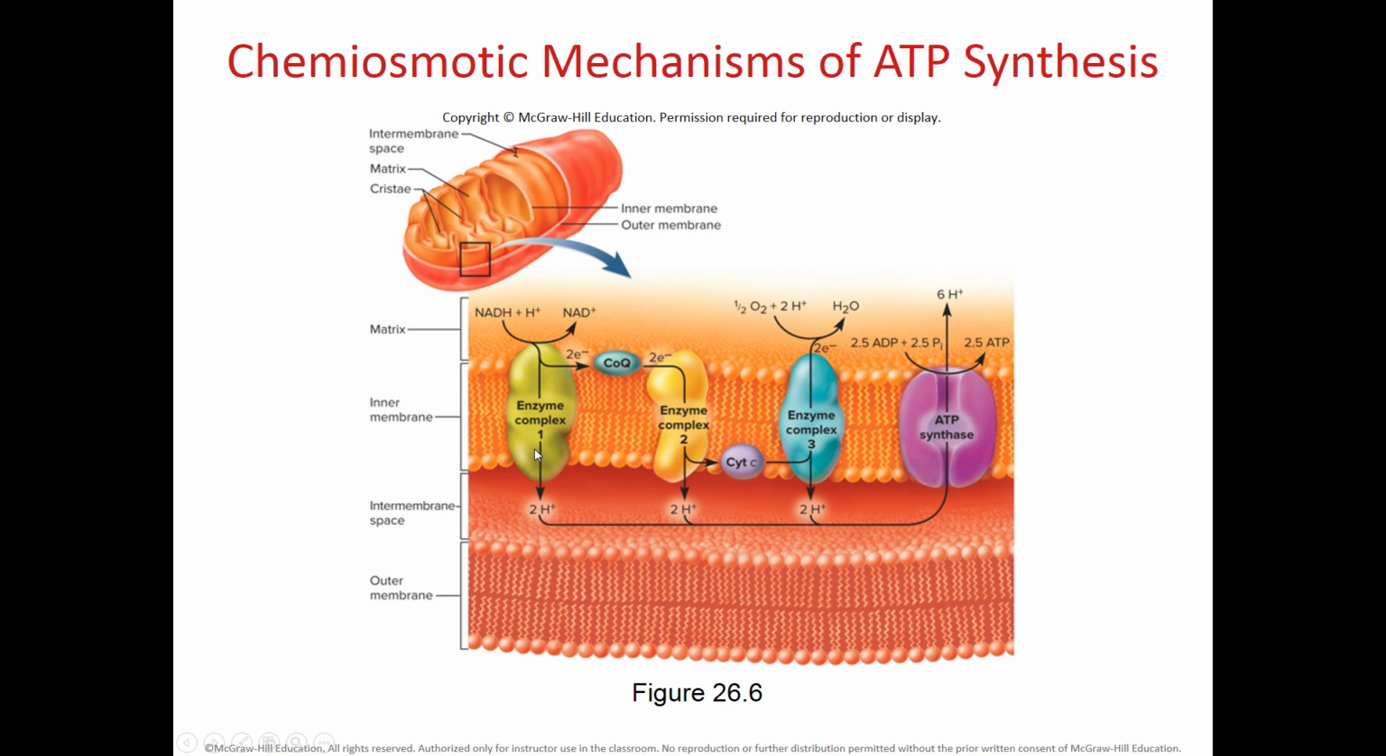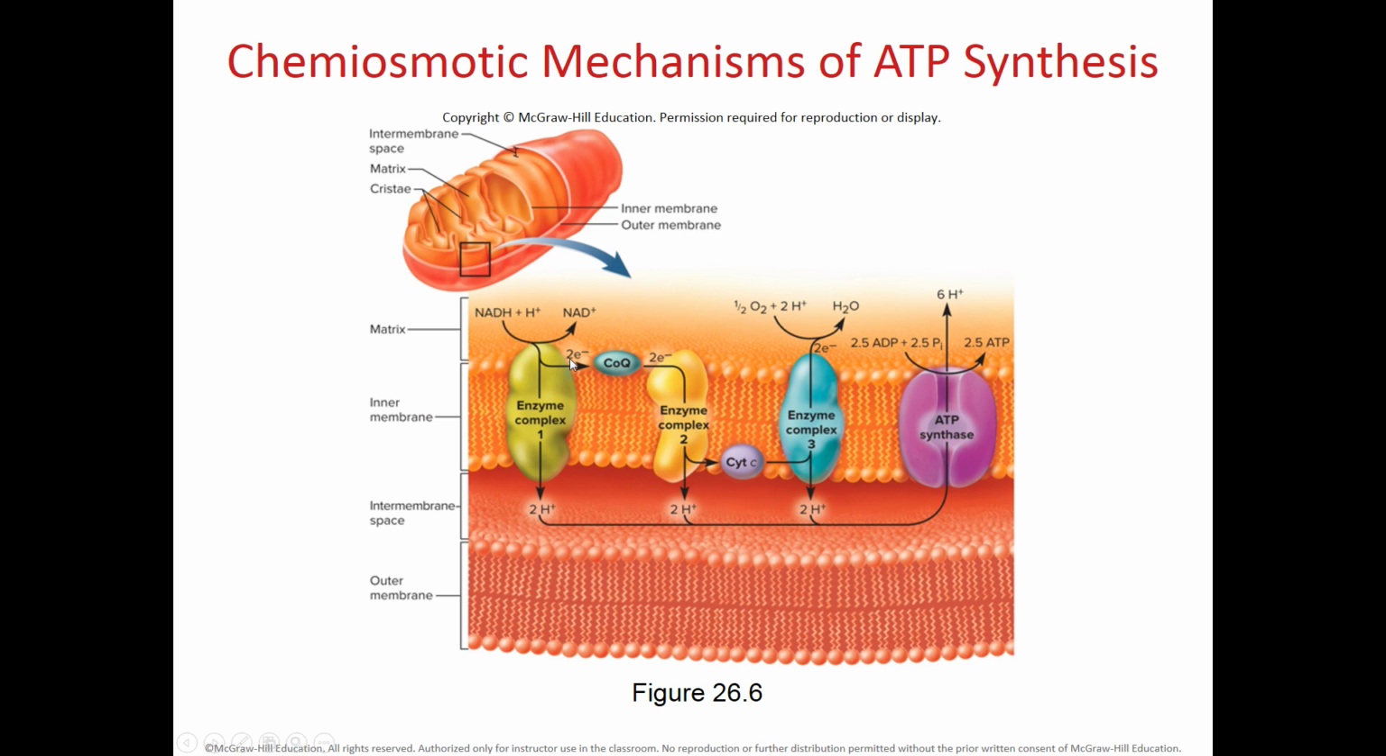So here we have the matrix, this part in here. And then in here we have the inner mitochondrial membrane in orange. And then in here we have the outer mitochondrial membrane in red, which is this. This space between the inner mitochondrial membrane and the outer is called the intermembrane space.